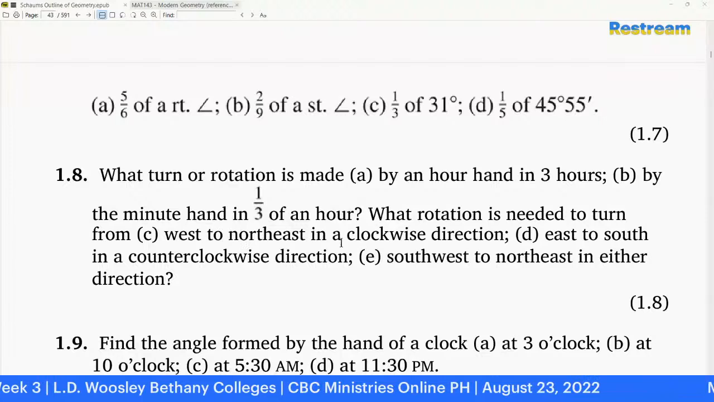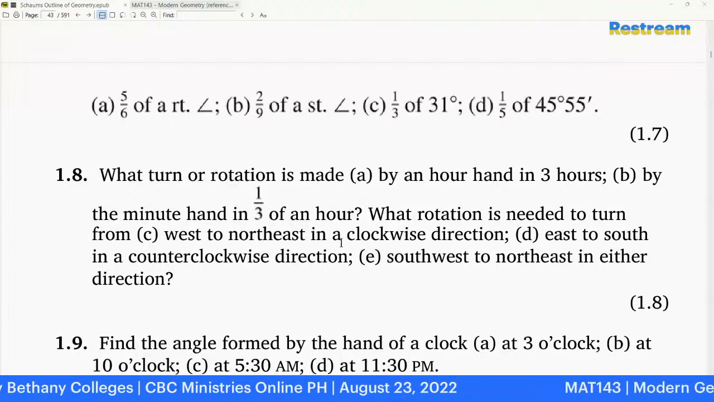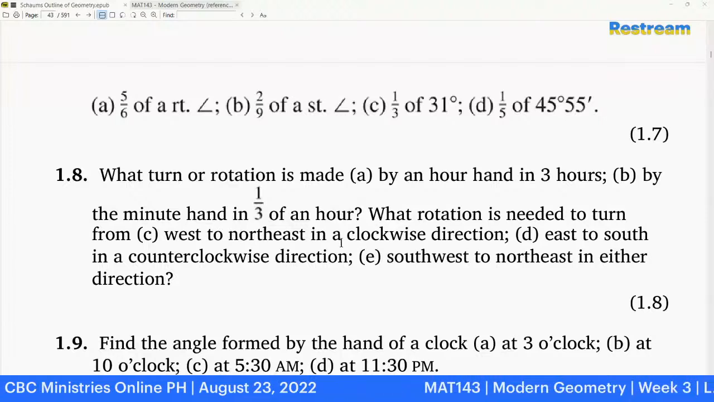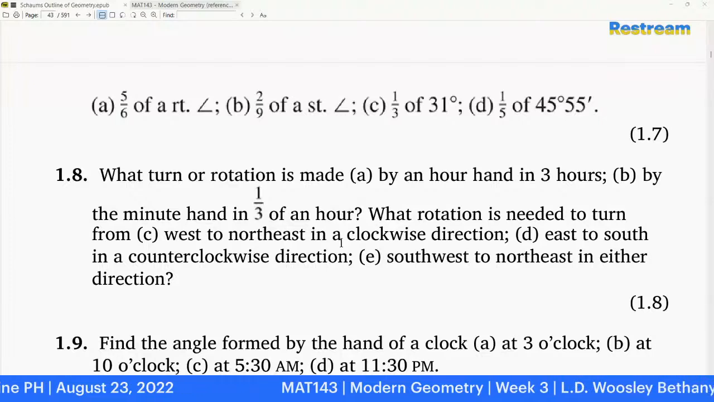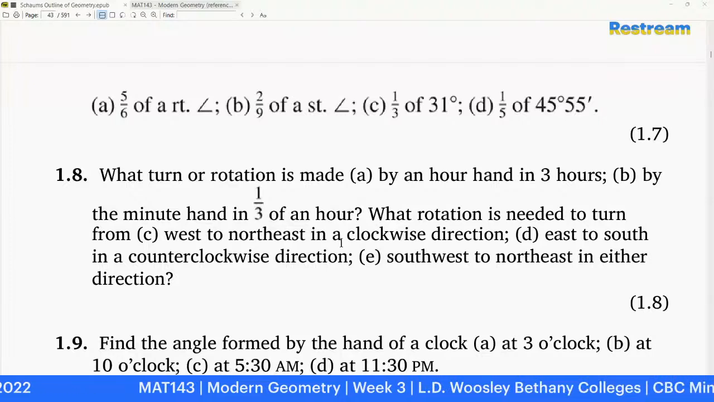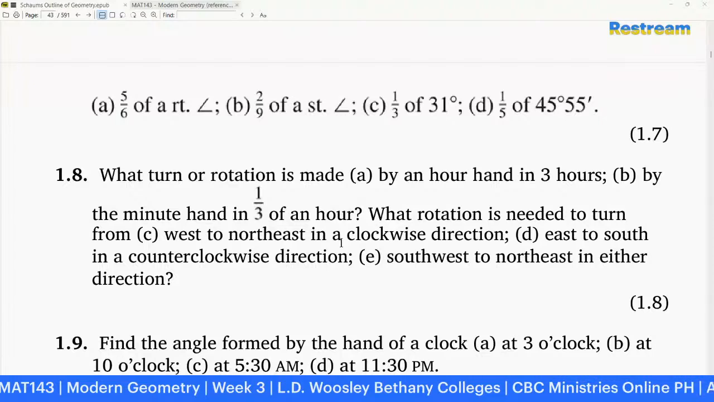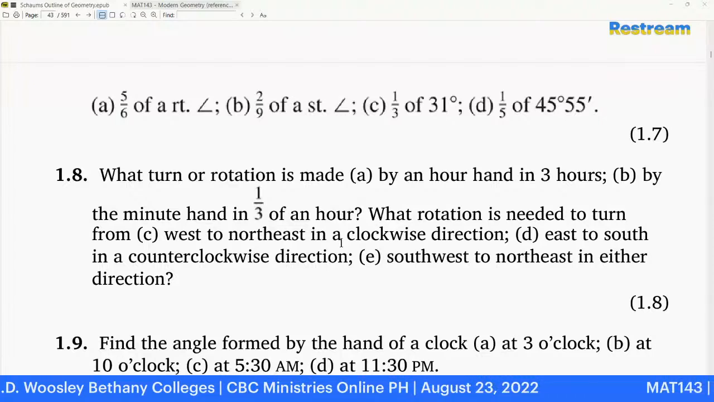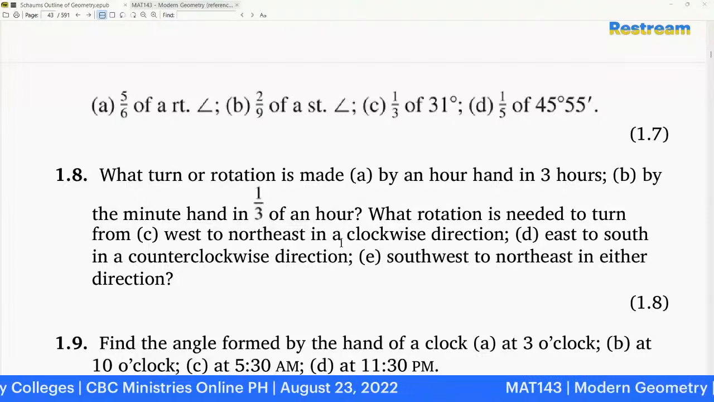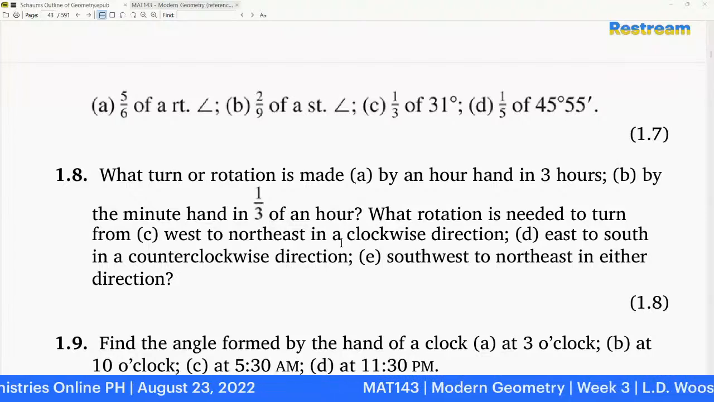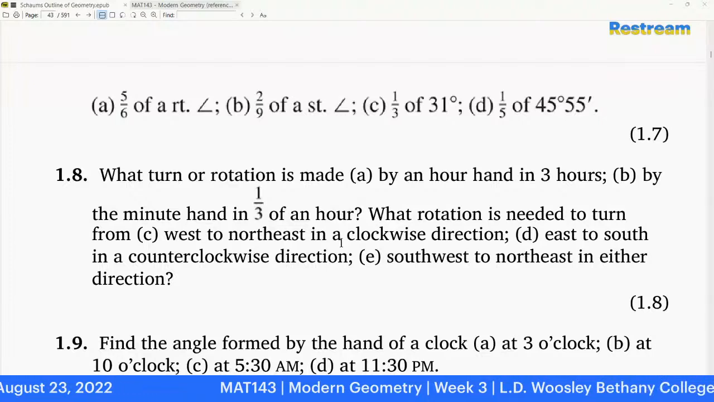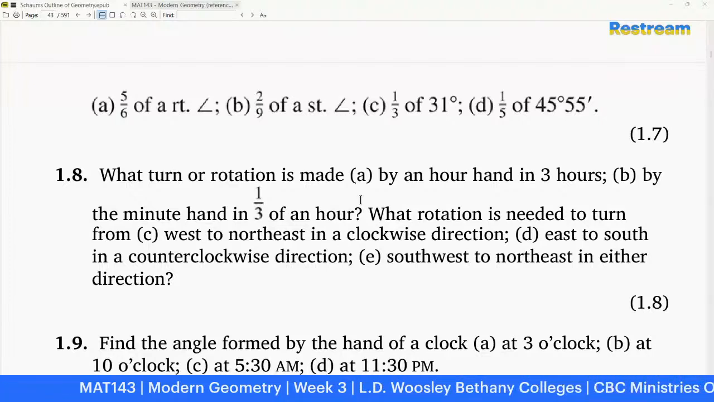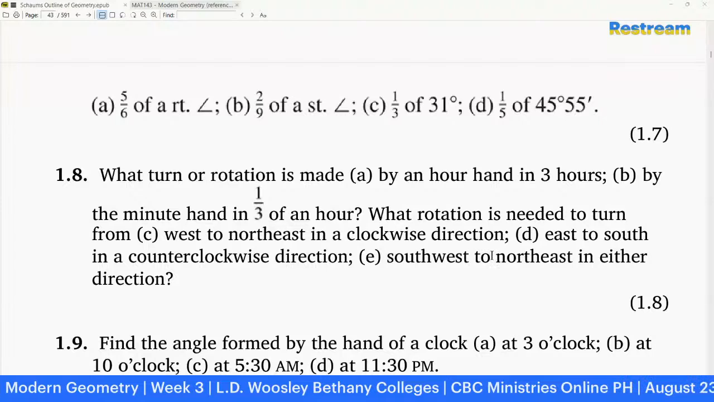West to northeast in a clockwise direction. West to northeast. 135, sir. West, nasa kanan. Kanan. Northeast. Dito, baliktad yata yung camera ko. So, 45 degrees plus 90, 135. Correct. Right. East to south.